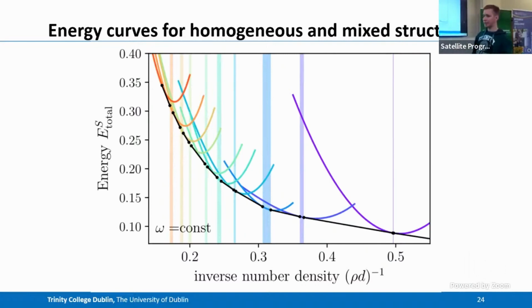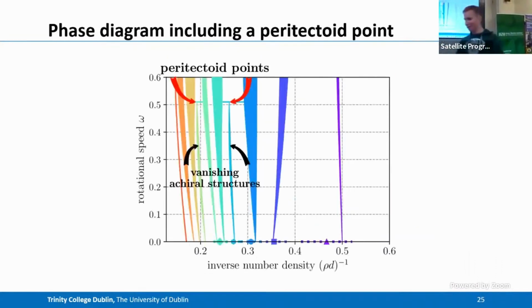And then you can extend this essentially. So this is at a constant rotational speed, but now you can do this at various rotational speeds, and that way you can again create a phase diagram, which I will again call a phase diagram, because all these colors represent a certain phase or structure. Here we have inverse number density on the x-axis and the rotational speed on the y-axis.